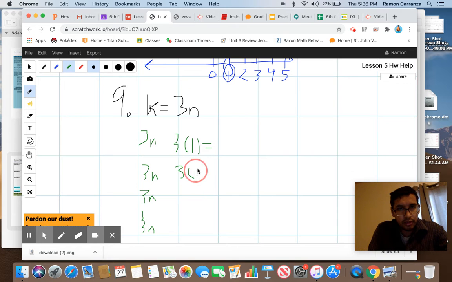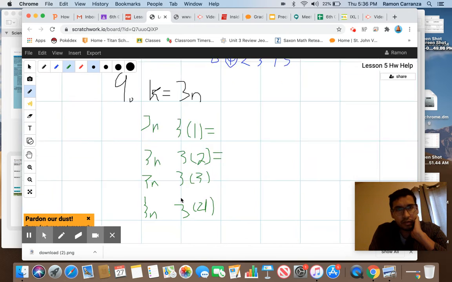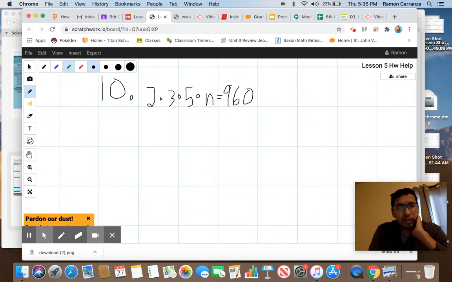In a similar fashion, you're going to substitute n with 2 for the second term, and evaluate to find the second term. And that's how you're going to finish out the rest of these. It's just replacing the n each time with whatever number term you have arrived at, and then evaluating.